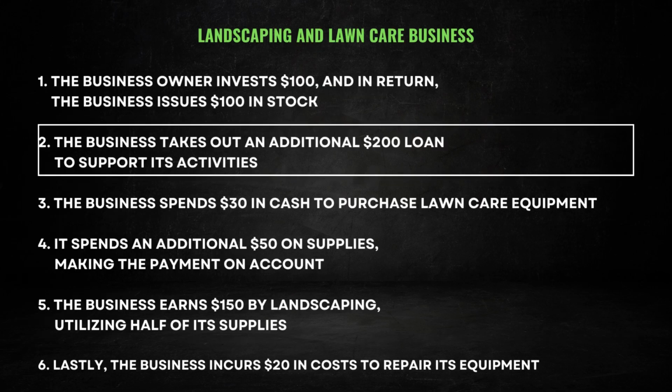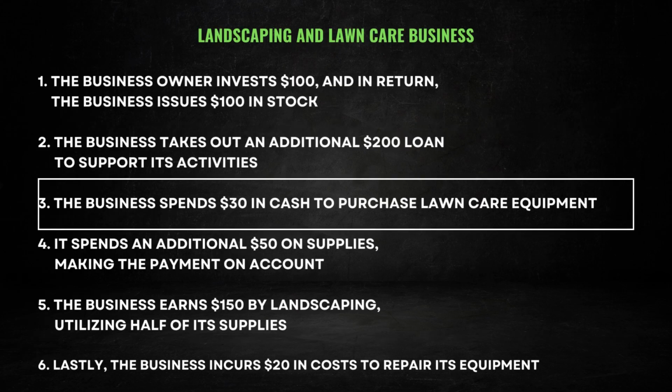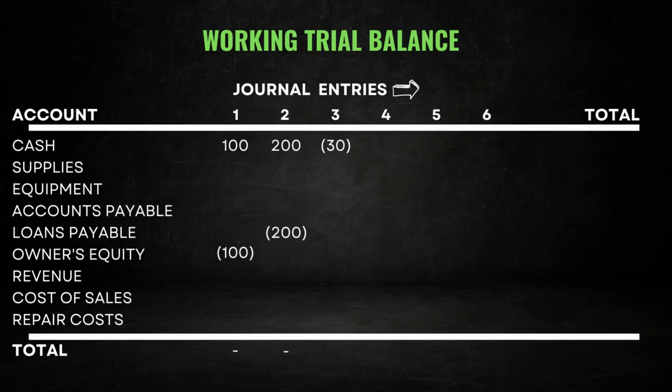2. The business takes out an additional $200 loan to support its activities. Debit cash by $200 and credit loans payable by $200. 3. The business spends $30 in cash to purchase lawn care equipment. Credit cash by $30 and debit equipment by $30.